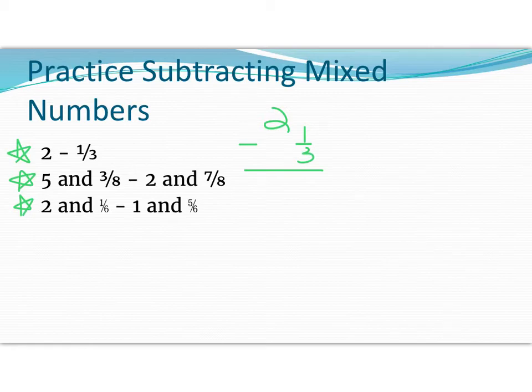I'm going to ungroup because that's my favorite method. I have no thirds to subtract 1/3, so I'm going to borrow 1 from 2, which leaves me with 1. I'm looking for the size of the fraction that I have to subtract, which is thirds. I know that 1 whole is the same as 3/3, and since I didn't have any to start, that's how many I have now. 3/3 minus 1/3 is 2/3, and 1 minus nothing is 1. So the first one you should have gotten 1 2/3.